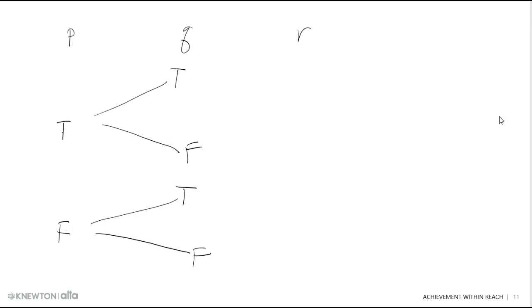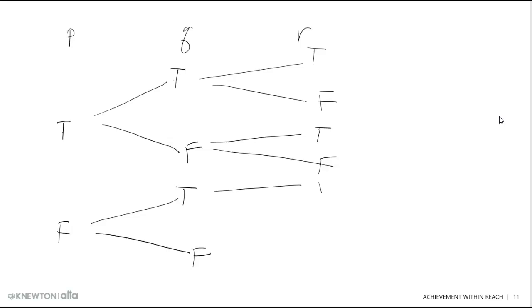Now, if I have P is true, Q is true, R could still be either true or false. P is true, Q is false, R could still be either true or false. And we're going to see how many paths we get, which will give us that each path will show us a different combination of inputs. So false P, true Q, I can have a true R or a false R still. And here, true or false. And if I count these, I get 1, 2, 3, 4, 5, 6, 7, 8.